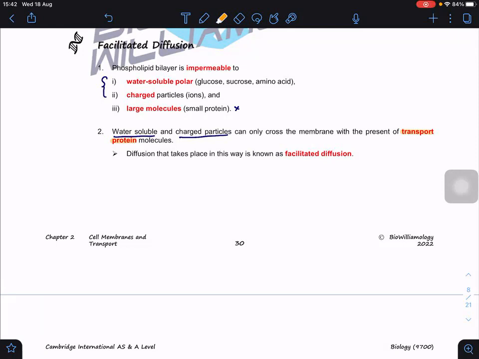But to slightly differentiate between normal diffusion and this kind of diffusion, we term it as facilitated diffusion. It means that with the help of what? Facilitate, right? Someone helps them. Facilitated by who? By these transport proteins.